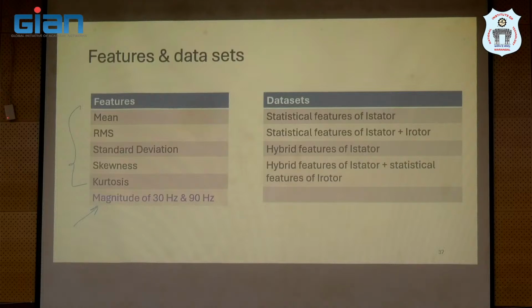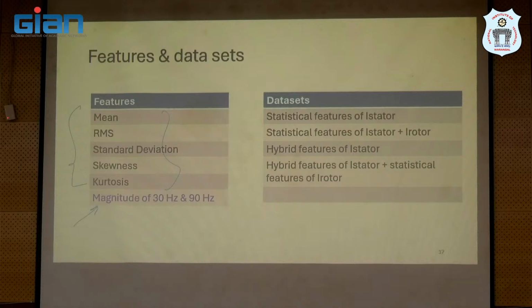Then I created data sets. Data sets can comprise only time domain features of stator current. That can be one data set. Or I can have a data set with time domain features of both stator current and rotor current. Or I can have hybrid features of stator current. Or I can have hybrid features of stator current plus time domain features of rotor current. So my training data set can have many different combinations. I can extract these features for stator current, rotor current, time domain, frequency domain. So there can be so many features, right?